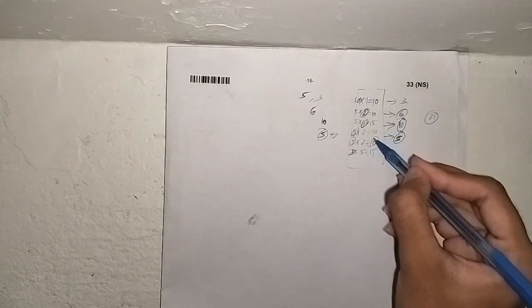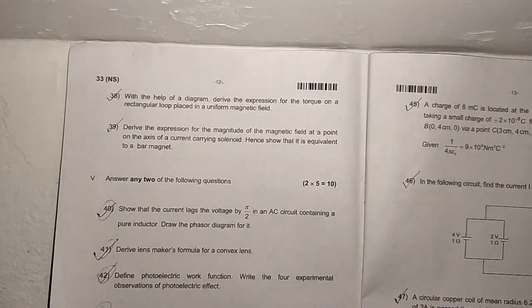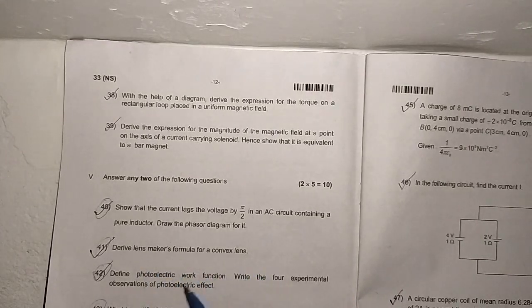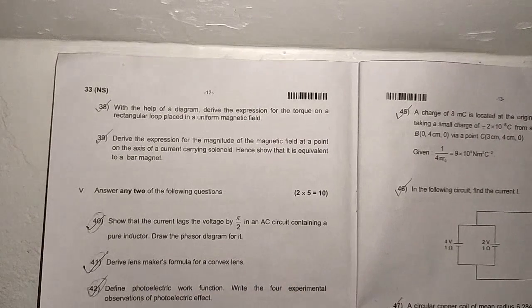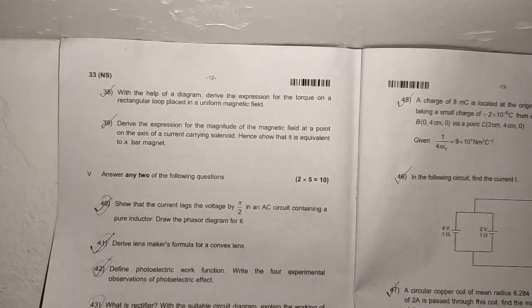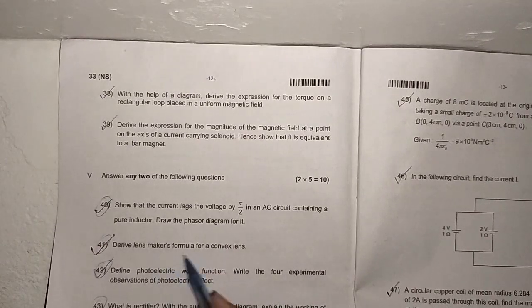And 10 marks. As you saw here, all are easy questions they have given: rectifiers, photoelectric work done, experiments, lens maker's formula. In any of these, if you have chosen the easy questions, you will get 10 marks. Rectifiers and lens maker's formula, if you choose them, you will get 10 marks easily.